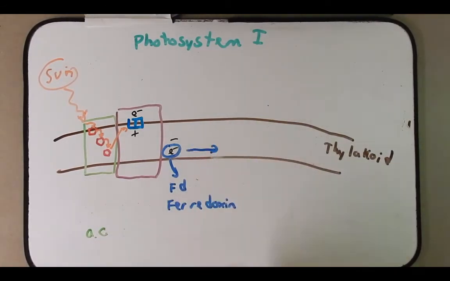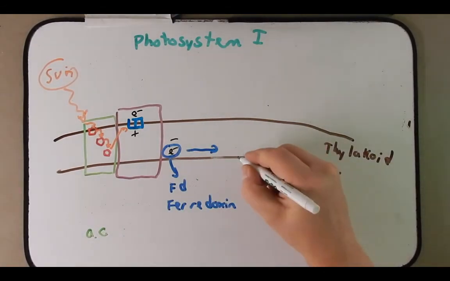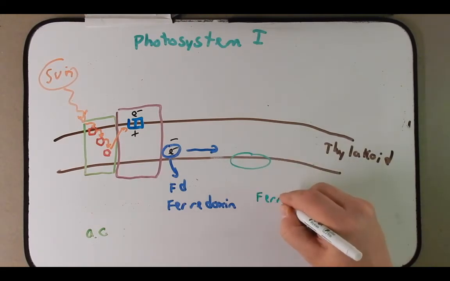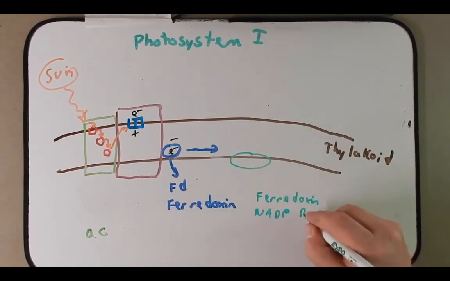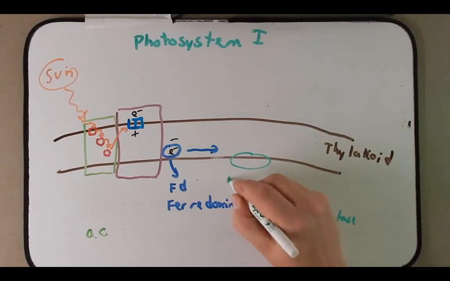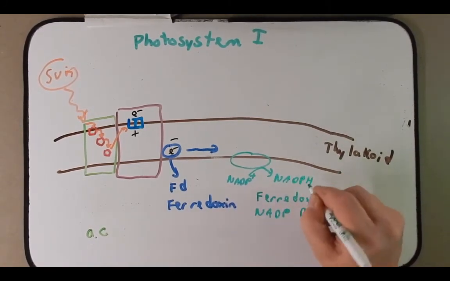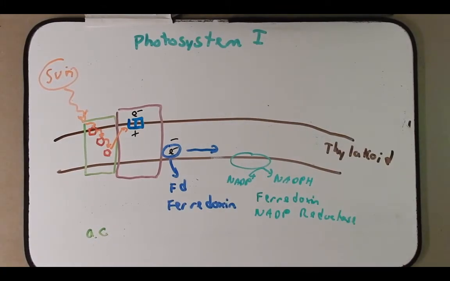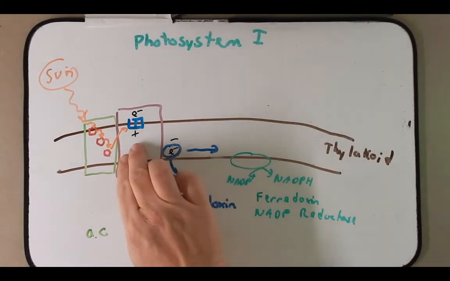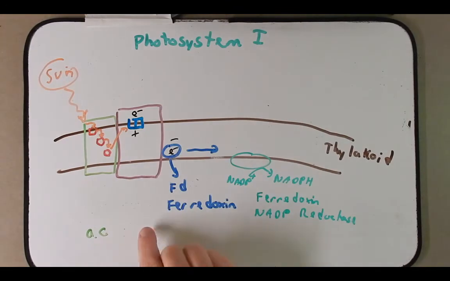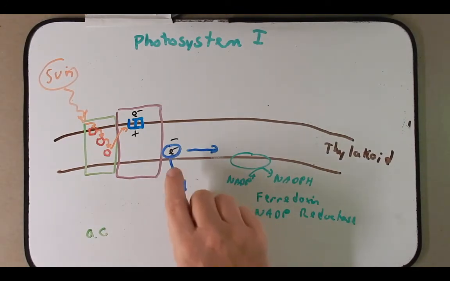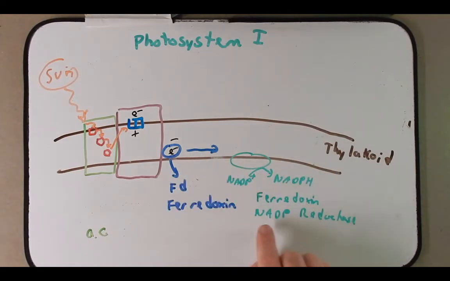This will then take those electrons to this complex here called ferredoxin NADP reductase. And it will convert NADP plus to NADPH. So Photosystem I takes that energy from this high energy electron, passes it to ferredoxin. It then takes that electron to ferredoxin NADP reductase, where it generates NADPH.